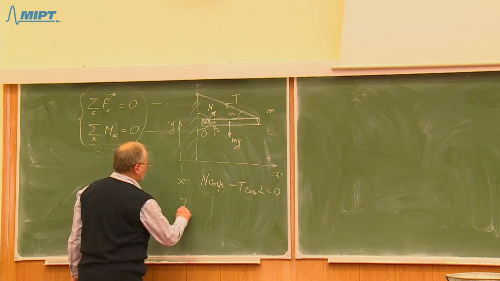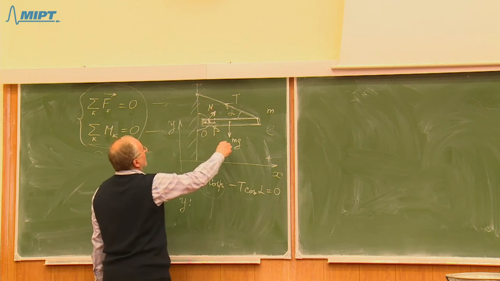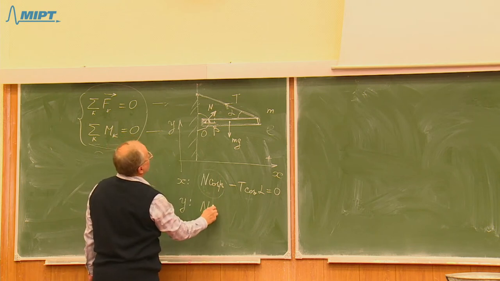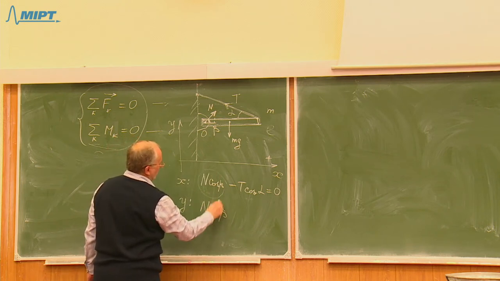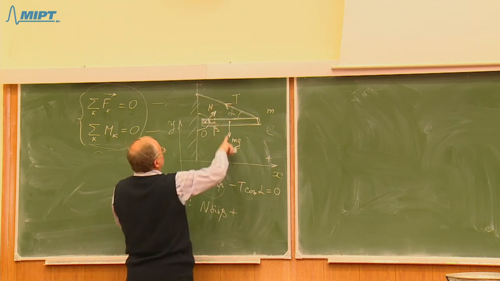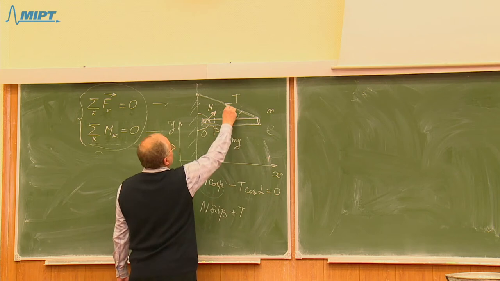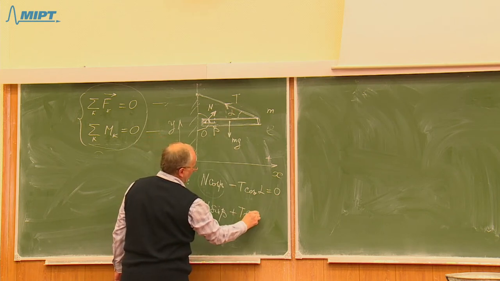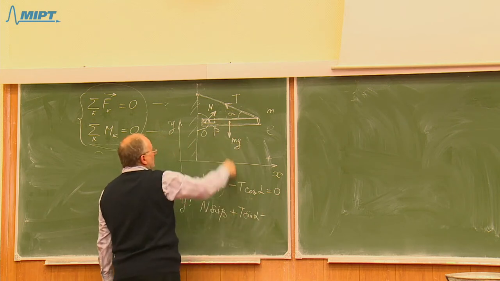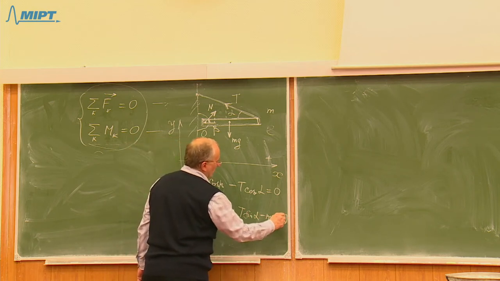Also, the same should be true if we take vertical components of all forces. And vertical components will be such that the force N will have vertical component like N sine beta. And the force T will have vertical component also positive, because vertical component will be directed upward. The force T will have vertical component like T sine alpha. And also, there will be a vertical component of the weight of the body, which will be directed downward. And so I take it with minus sign. And so it will be minus mg, and it will be 0.